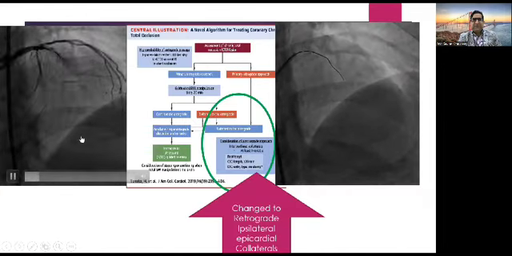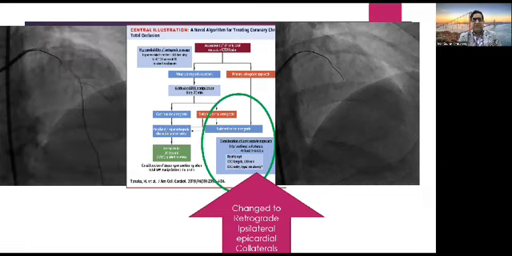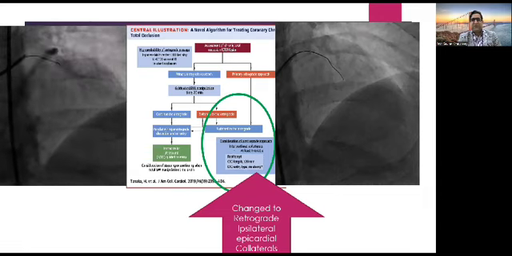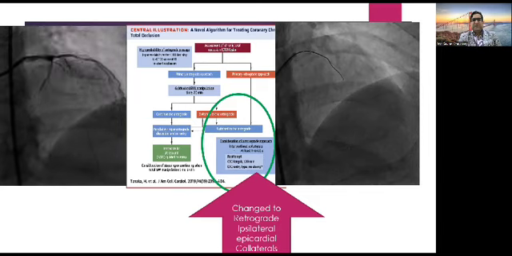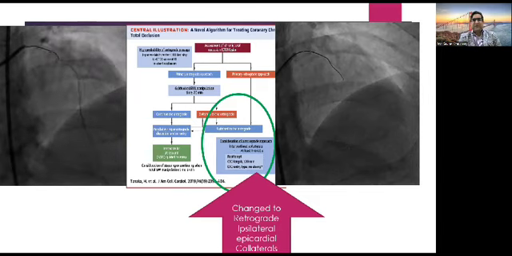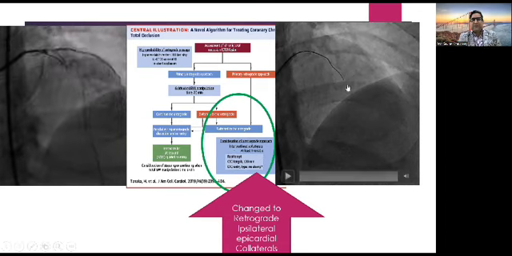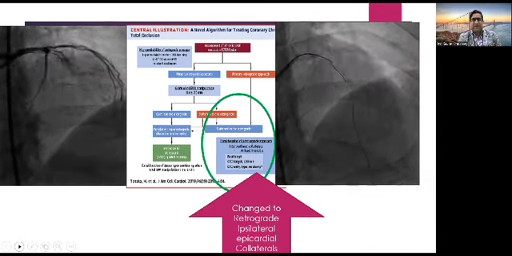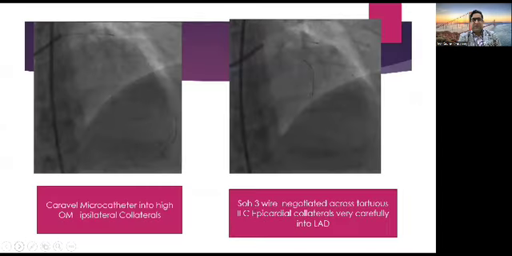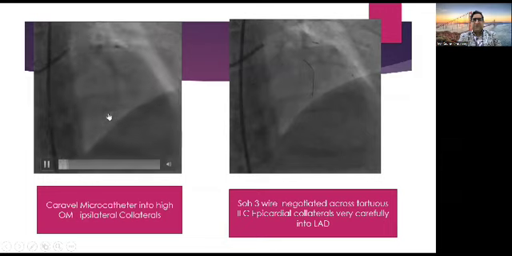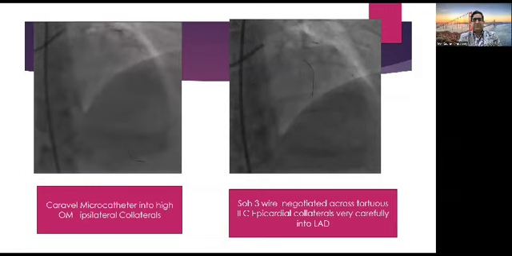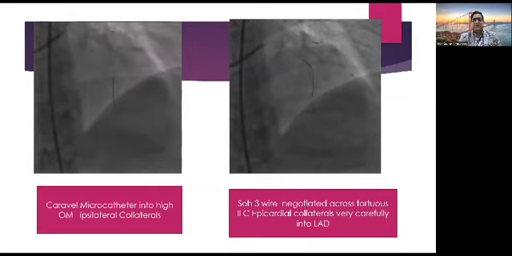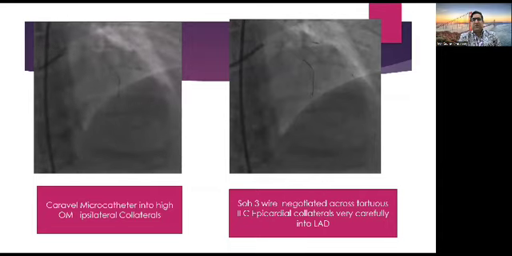At this stage, we considered a retrograde approach because the CTO segment is long, it has no stump, it is ostial, and it is difficult to go with the antegrade approach. So it was taken for the retrograde approach, and we took the Caravel microcatheter into the high OM, and carefully this was negotiated with the Suoh wire.